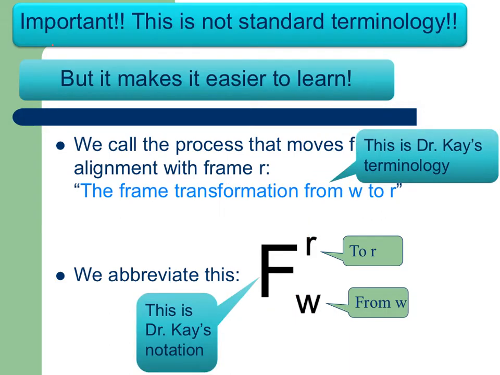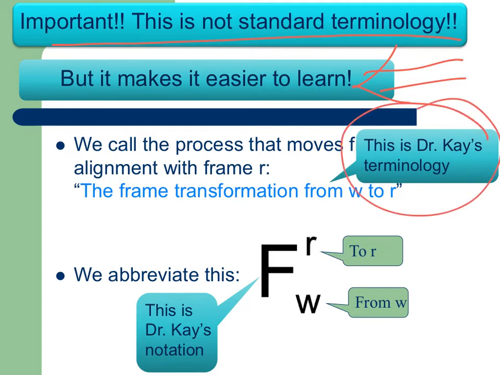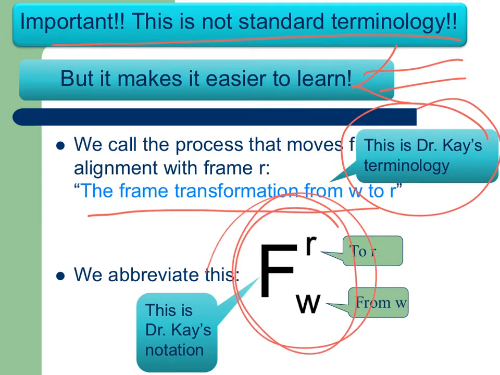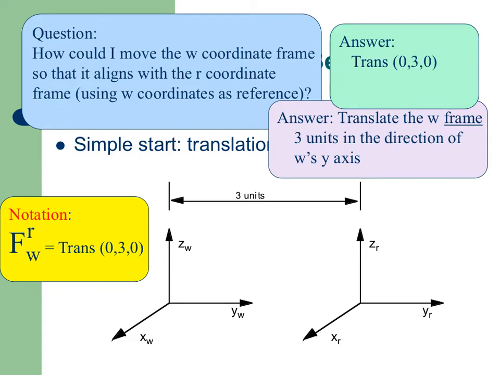Now, super important, this is not standard terminology. It will make it easier for us to learn. I've taught this for a while now, and I've figured out, I think, pretty well the process that can help people figure out how to do this. But this is terminology that I have written, right? I talk about the frame transformation from W to R, and this F notation is my notation. This is not notation you're going to find anywhere else. On the other hand, if you bear with me and agree that you're willing to use my notation, then we can talk about F from W to R is equal to trans of 0, 3, 0 for this particular problem.